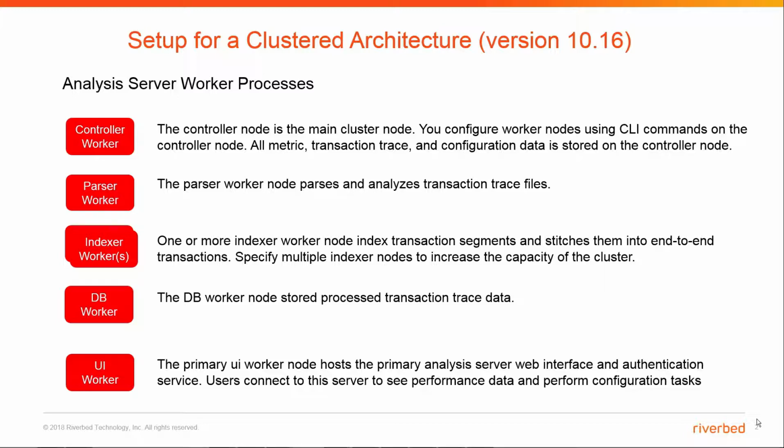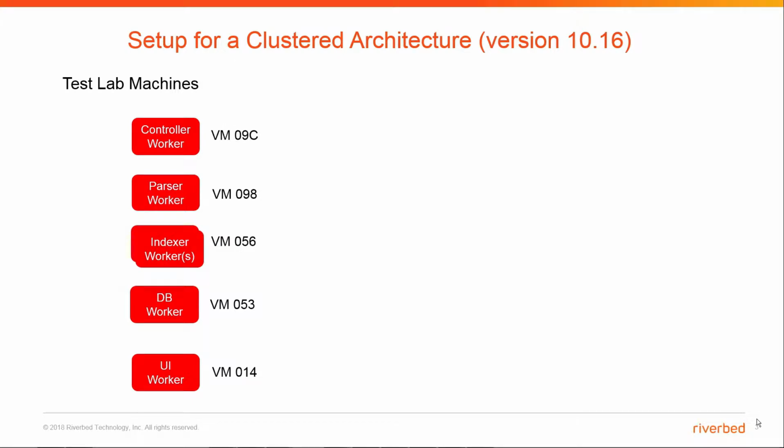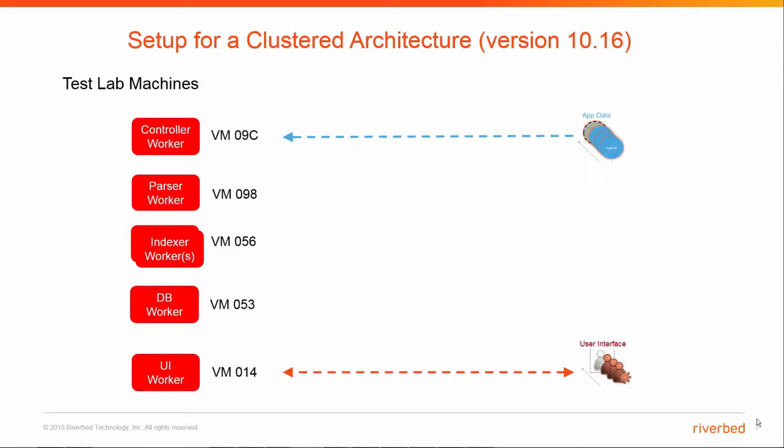In this architecture, the analysis server is installed as worker processes that are installed on multiple virtual machines. Different worker processes have different roles. We have controller worker, parser worker, one or more indexer worker, a database worker, and a primary UI worker. We'll set these worker processes in a test environment, point agents to our controller, and see the information in the UI.